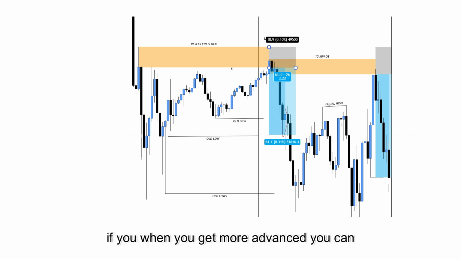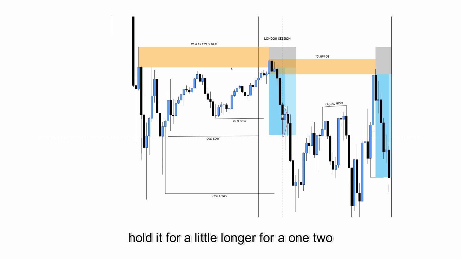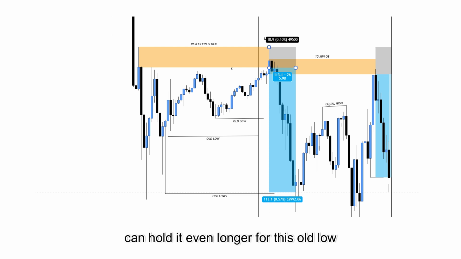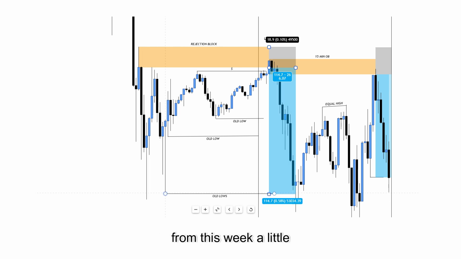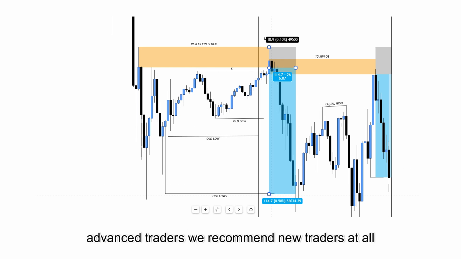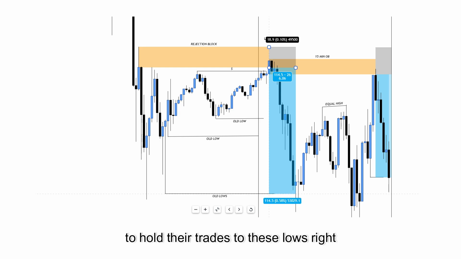When you get more advanced, you can hold it a little longer for a 123, and when you get super advanced, you can hold it even longer for this old low right here, where this range started from, this weak low, for a 126R. But this is for advanced traders. I really recommend new traders not hold their trades to these lows right here.